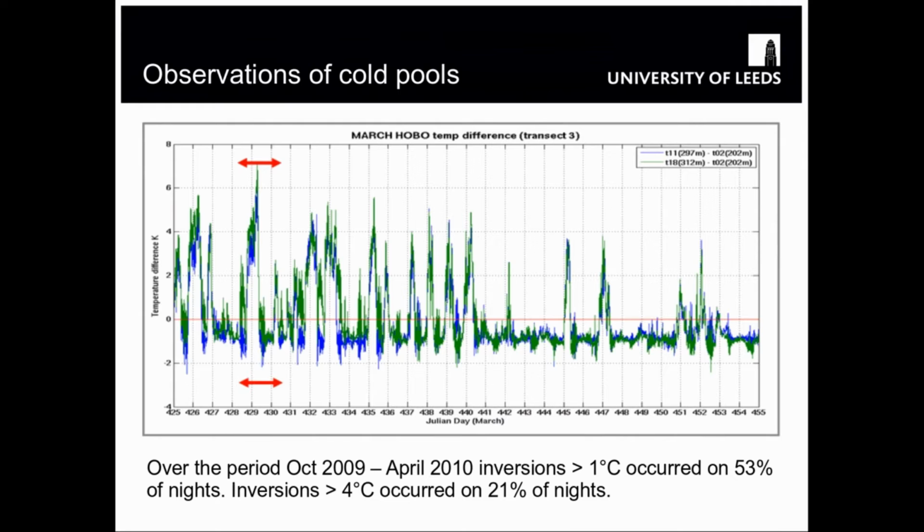Not every night, but certainly on a large fraction of the nights, we see these big spikes when the temperature within the valley can be up to 5 or more degrees colder than the hilltop site, which is maybe only 100 meters higher up. So you get these really strong inversions, big temperature differences occurring over relatively small differences in height.